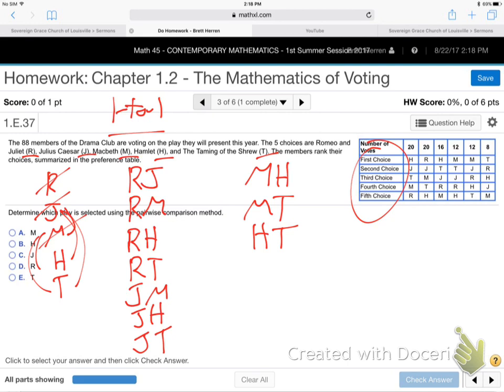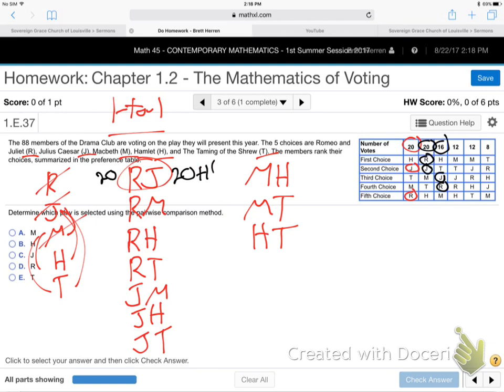So let's do the RJ. I'll do one, and then I'll stop. We're going to do the first match. It's R versus J. Who's going to win? Well, let's see. These 20 people, if it's just R and J, they like J better. They'll take J. The next 20 people, if it's R versus J, they like R better. 20 for R.